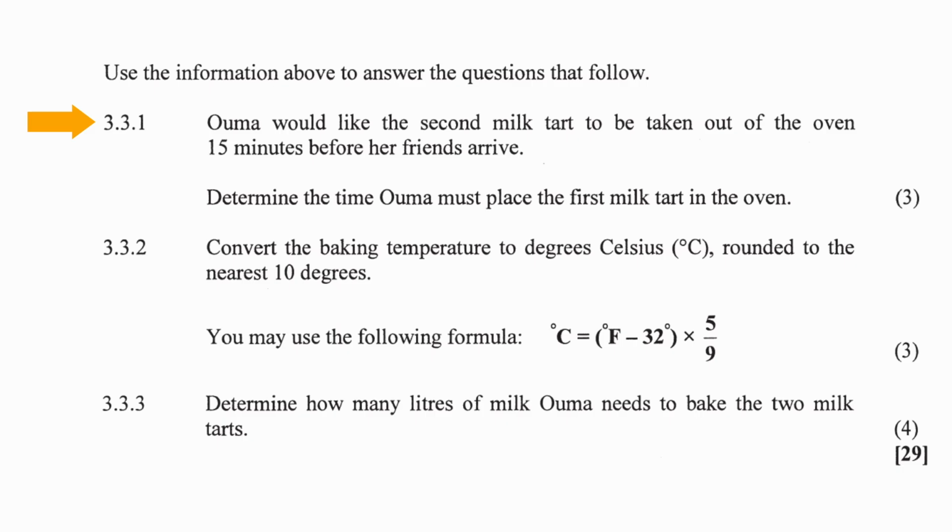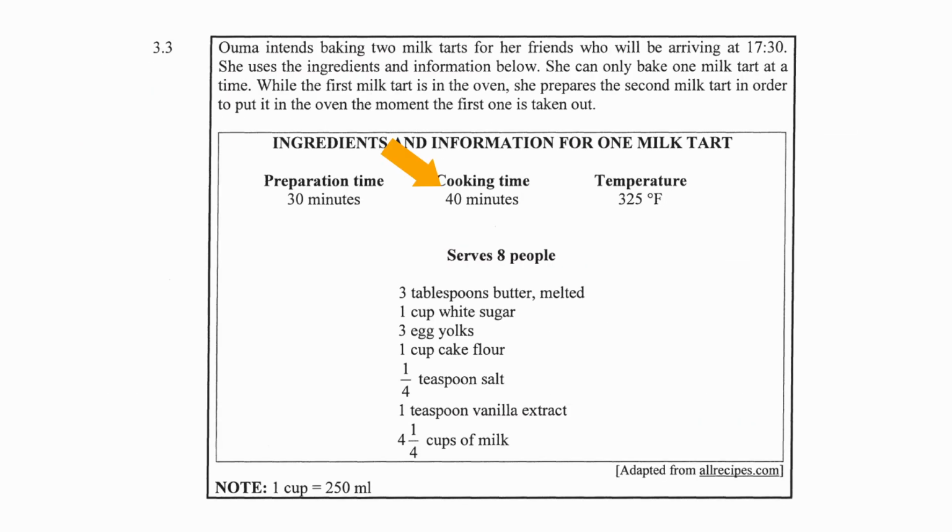In question 3.3.1, it is stated that Oma would like the second milk tart to be taken out of the oven 15 minutes before her friends arrive. You have to determine the time she must place the first milk tart in the oven. From the information given, we know that the cooking time for each milk tart is 40 minutes.